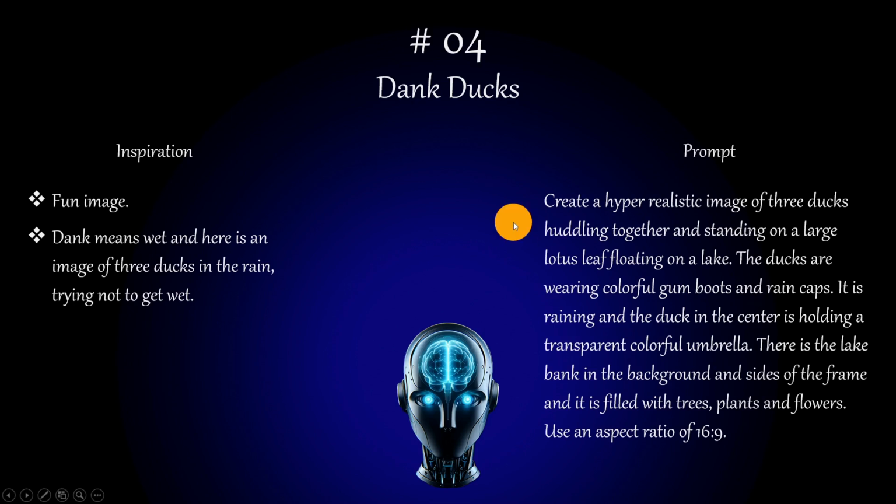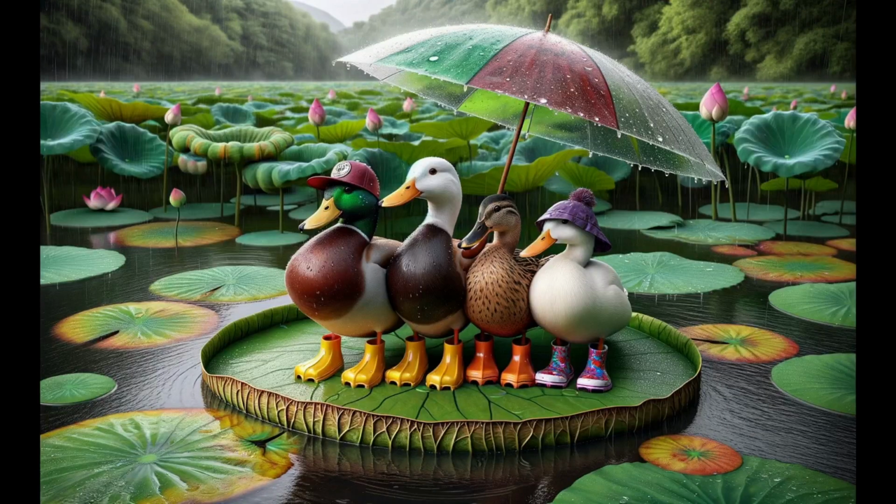Create a hyper-realistic image of 3 ducks huddling together and standing on a large lotus leaf floating on a lake. The ducks are wearing colorful gum boots and rain caps. It is raining, and the duck in the center is holding a transparent, colorful umbrella. There is a lake bank in the background and sides of the frame, and it is filled with trees, plants and flowers. Use an aspect ratio of 16:9. So now let's see what Dall has got for us, guys.